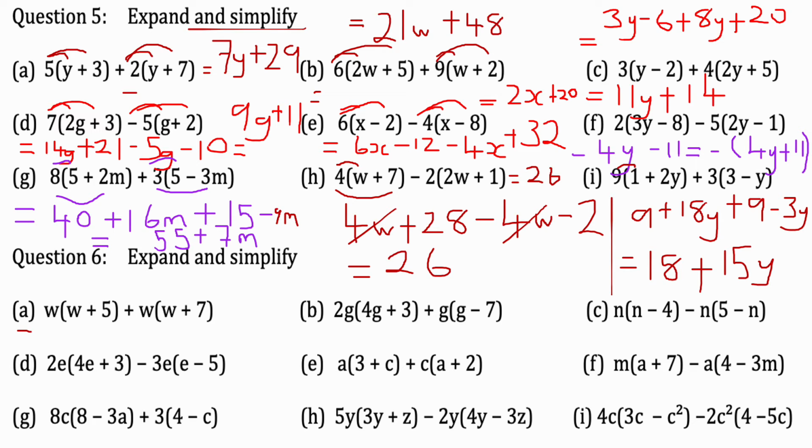We're now looking at question 6, expand and simplify, w brackets w plus 5 plus w brackets w plus 7. Well, w times w is w squared. W times 5 becomes 5w.